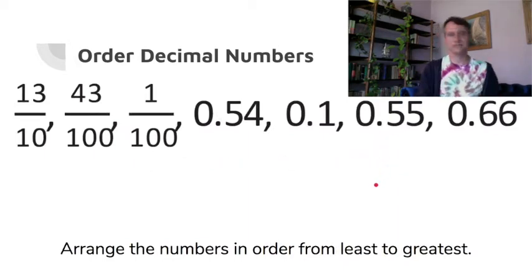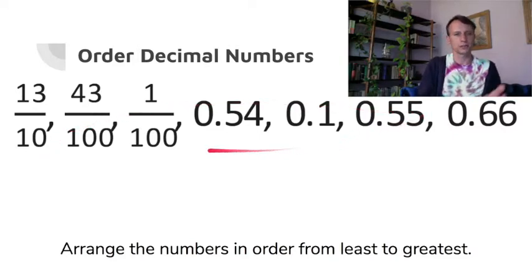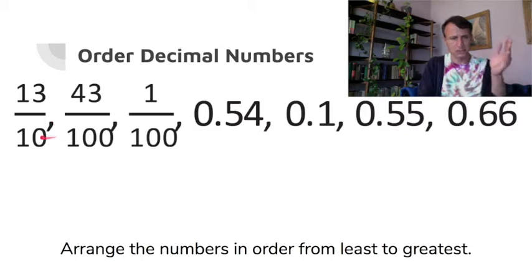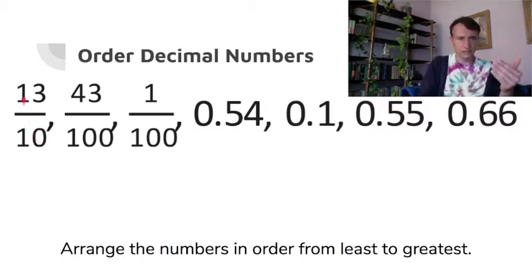Oh, 7 terms to put in order. I warned you. But guess what? You know how to do this. All right. 13/10. Well, how would we write that in decimal form? Let's put all these into decimal form, to make it a little easier to make the comparison. 13/10 would be written as, well, 10/10 is 1, right? And that leaves 3/10. So 1 and 3/10. As a decimal, we write 1.3.